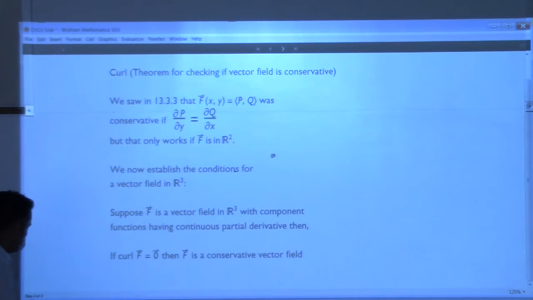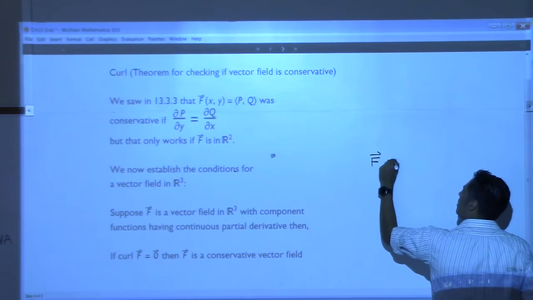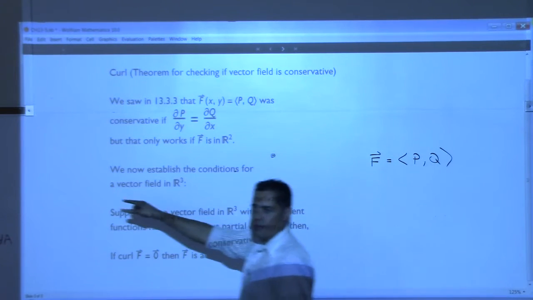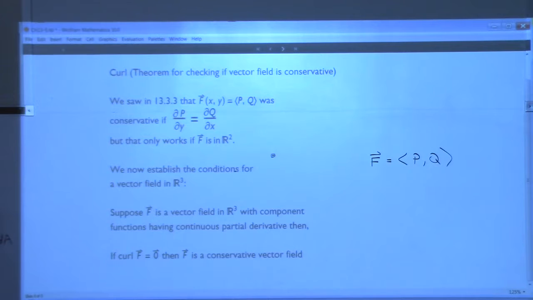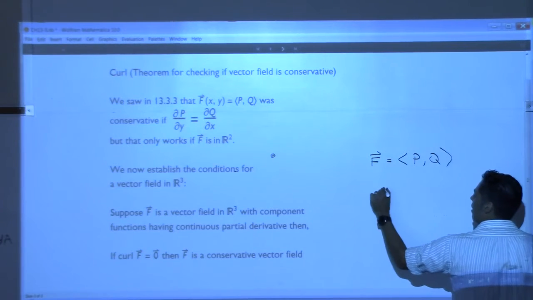Now, why is it? Let's see if we can make sense out of why this is true. Maybe I can convince you of why this worked earlier. What if I have a vector field that's in 2-dimensional space? The check for it is this, right? But if I use this instead, then I need to extend that out into 3-dimensional space, don't I?